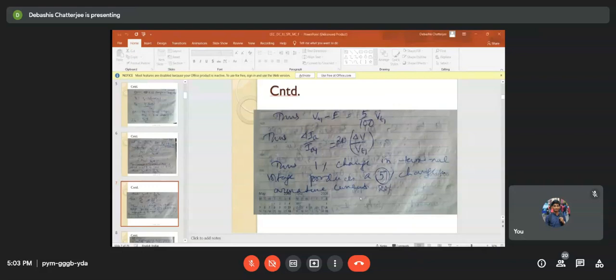You can see that if delta V is 1%, then delta IA will change 20%, right? Sir, 20%. By mistake I wrote 5%, it will be 20% change in the armature current.